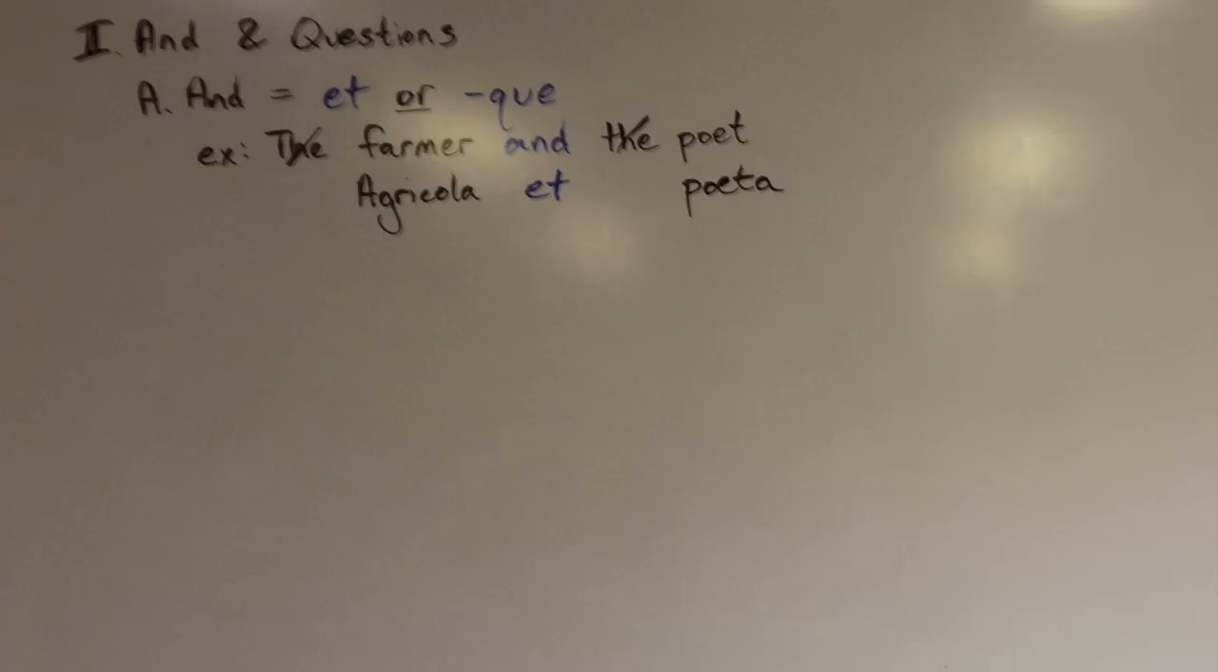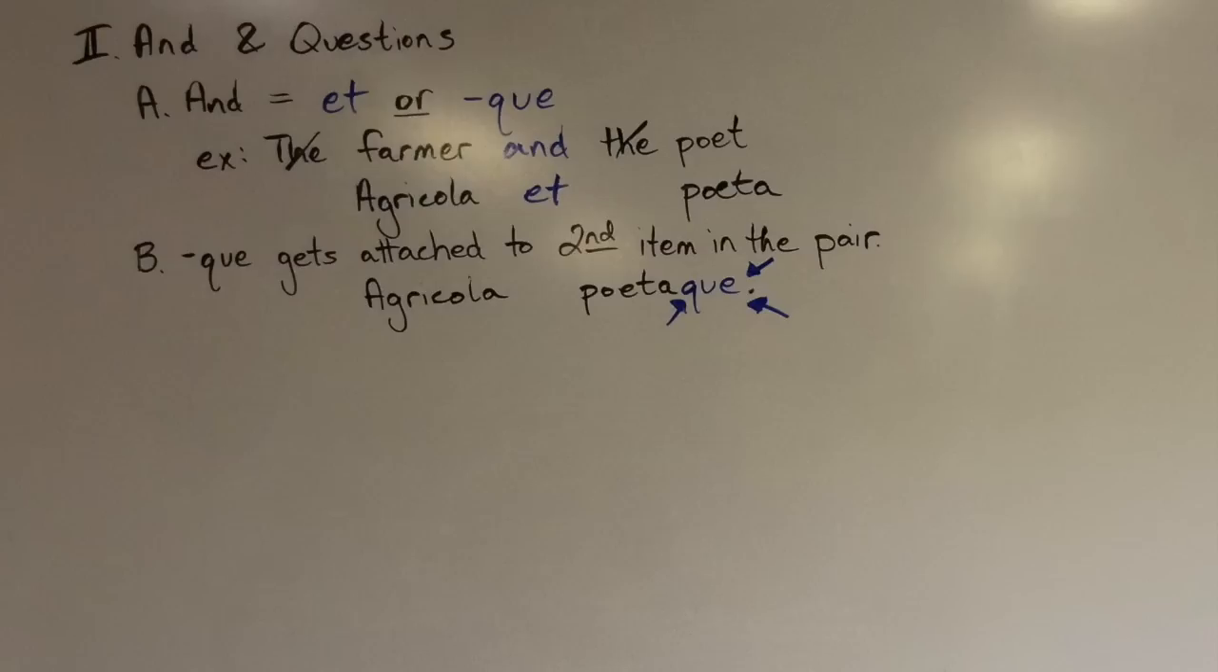There is, however, a second way we could translate that, and that is using the word "-que" to mean "and." Now notice "-que" has a dash in front of it. That's because it's a suffix. It is a word that is going to get attached to the end of another word. The trick is, it will always be attached to the second word in the pair.